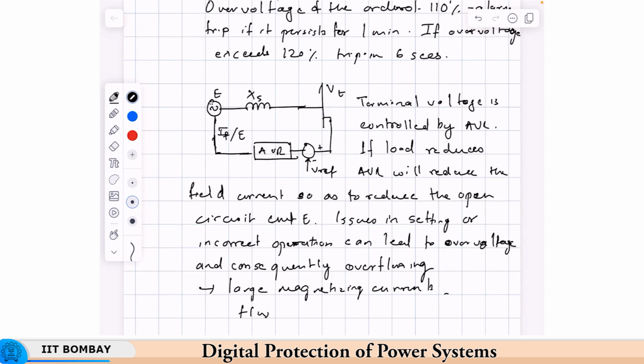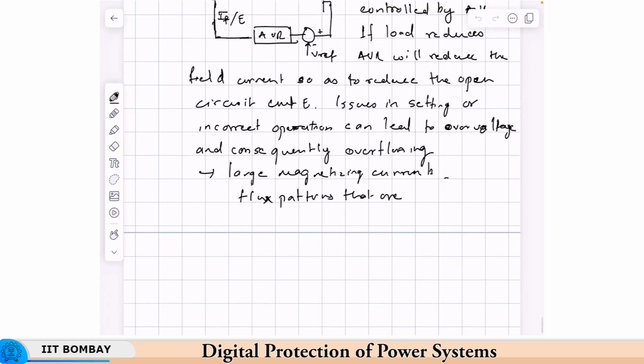Flux patterns that are unacceptable. Okay. So, it could lead to large magnetizing currents, flux patterns that are unacceptable, and this could lead to overheating. So, this has to be protected by an over voltage relay.